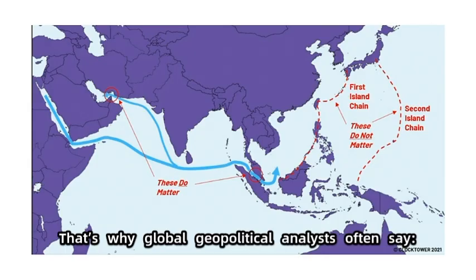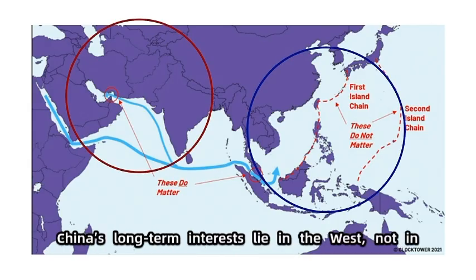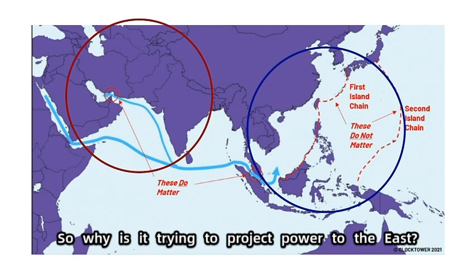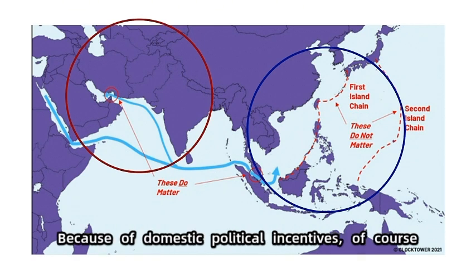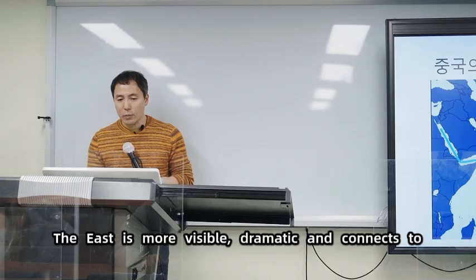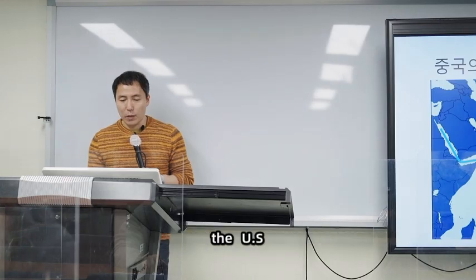That's why global geopolitical analysts often say, China's long-term interests lie in the West, not in the East. So why is it trying to project power to the East? Because of domestic political incentives, of course. The East is more visible, dramatic, and connects to the US narrative.